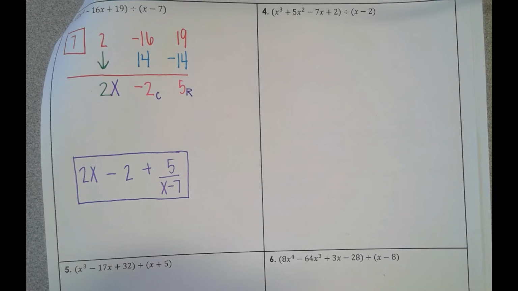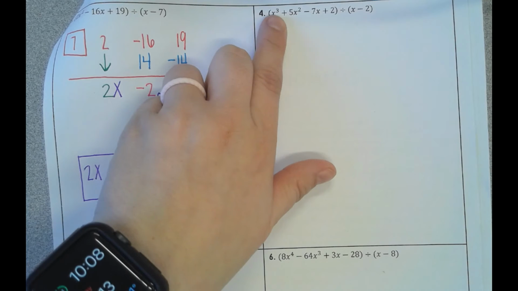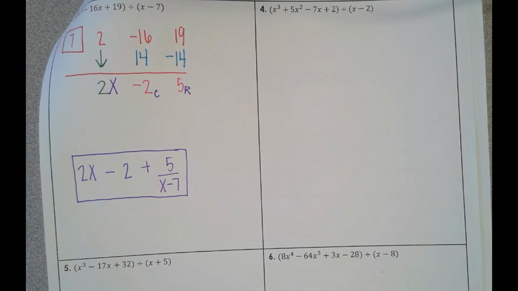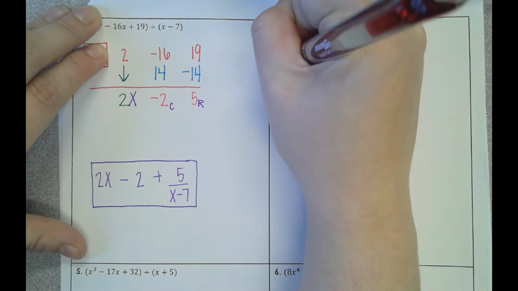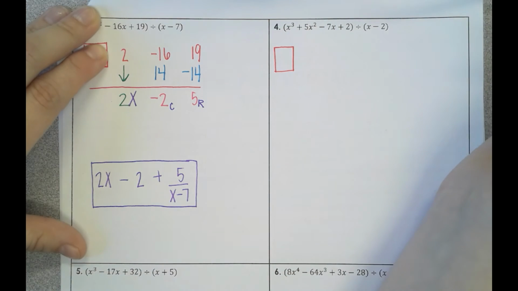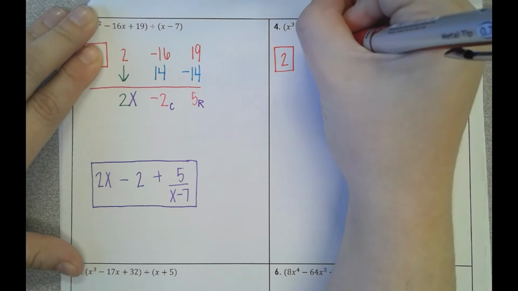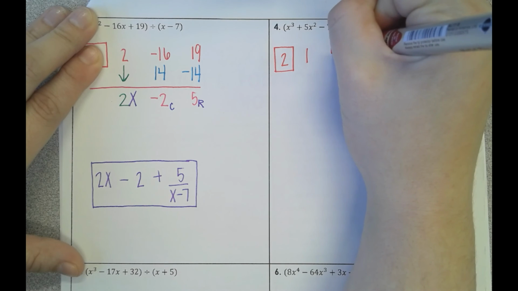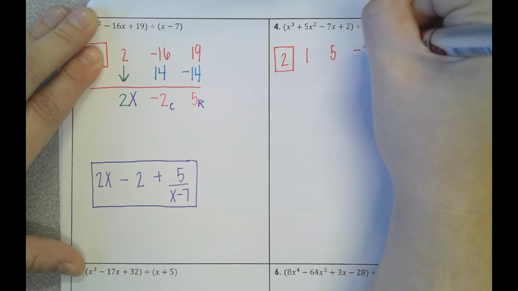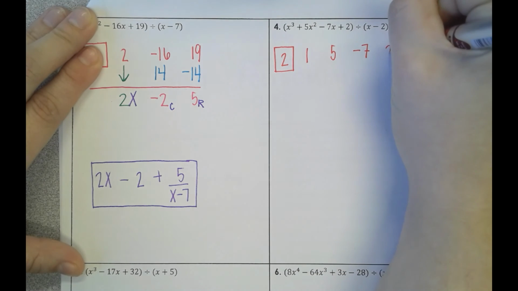Now this next one, there are 4 numbers. The process, we just have to multiply and add 1 extra time. That's the only difference. So what goes in the box? 2. Then across the top, we have 1, 5, negative 7, 2.